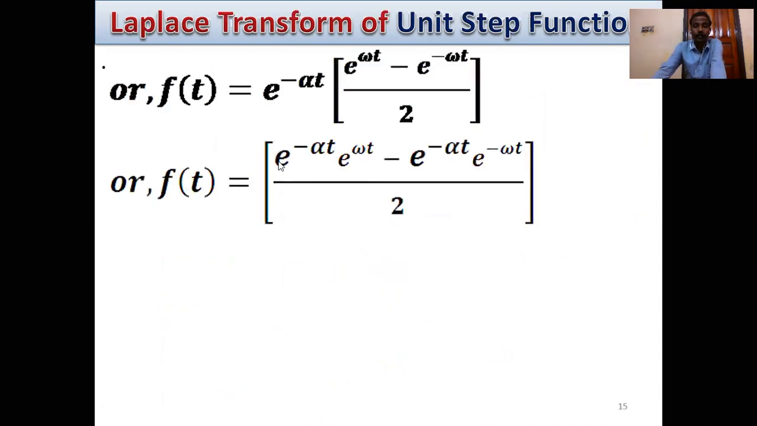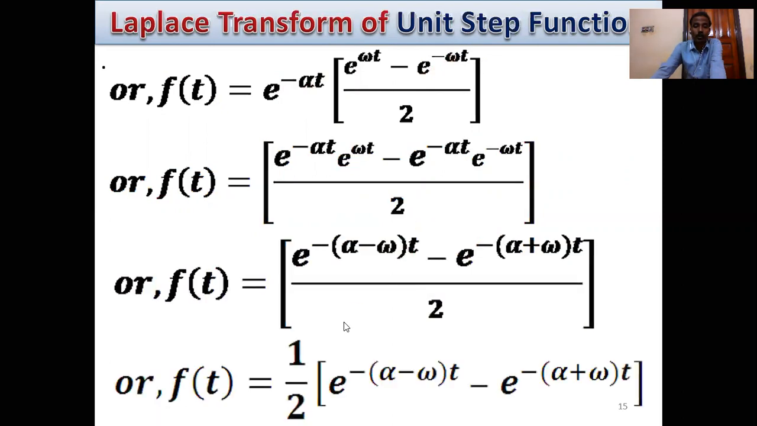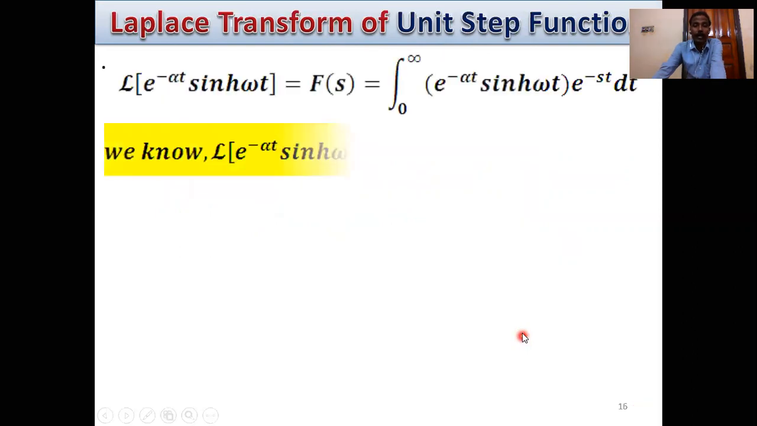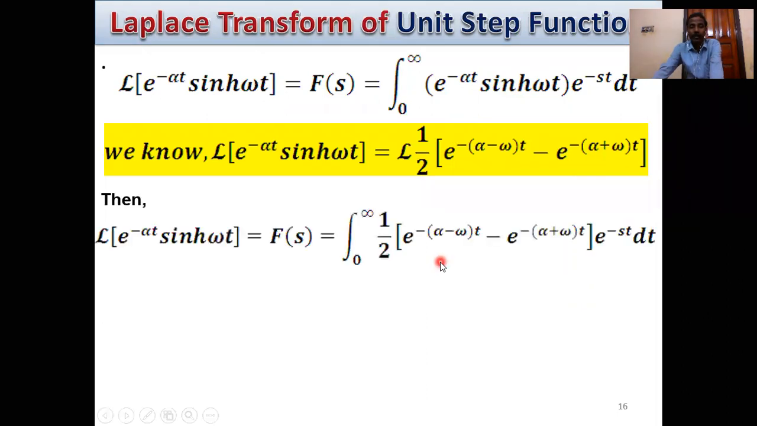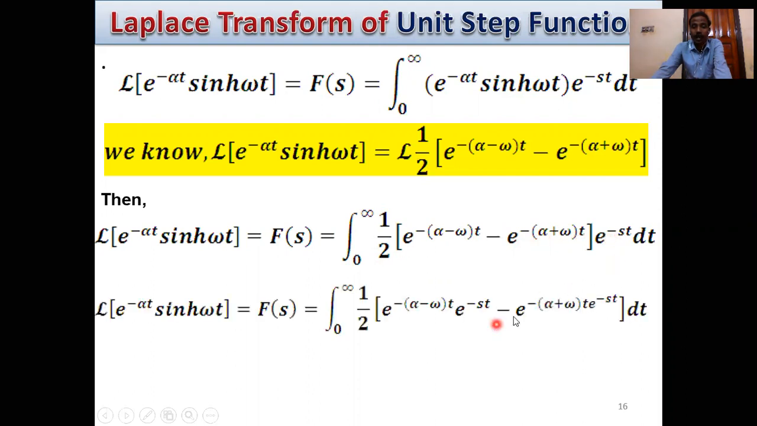And then we get f of t equals to this. This into this minus e to the minus alpha t into the minus omega t divided by 2, and common: e to the power minus alpha minus omega whole into t minus e to the power minus alpha plus omega whole into t. Then just put this function in this position, and we get half of e to the power minus alpha minus omega whole into t minus e to the power minus alpha plus omega whole into t, times e to the power minus st.